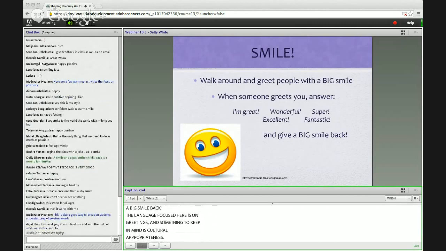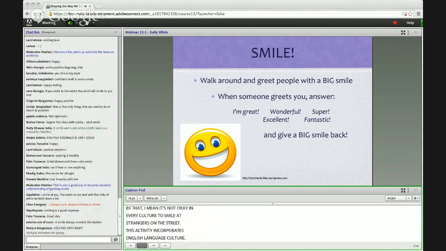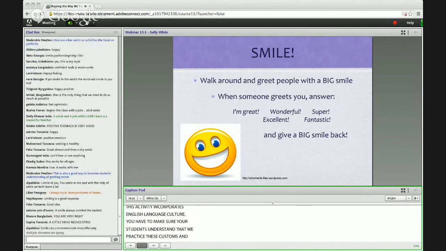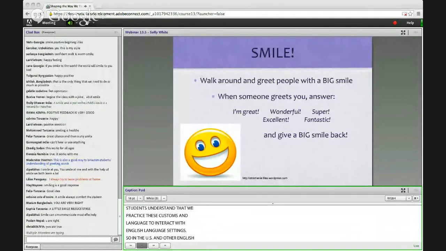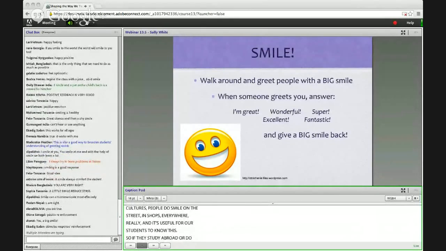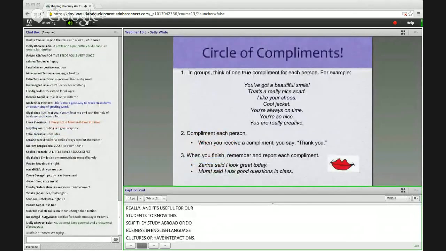This activity incorporates English language culture. You have to make sure your students understand that we practice these customs and this language to interact in English language settings. So in the US and other English language cultures, people do smile at you on the street, in shops, everywhere really, and it's useful for our students to know this. So if they study abroad or do business in English language cultures or have interactions with English language speakers, they'll be prepared to interact appropriately. So just be aware of that.